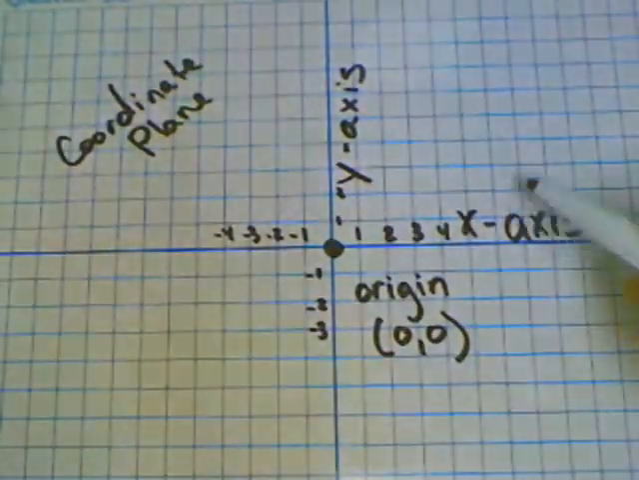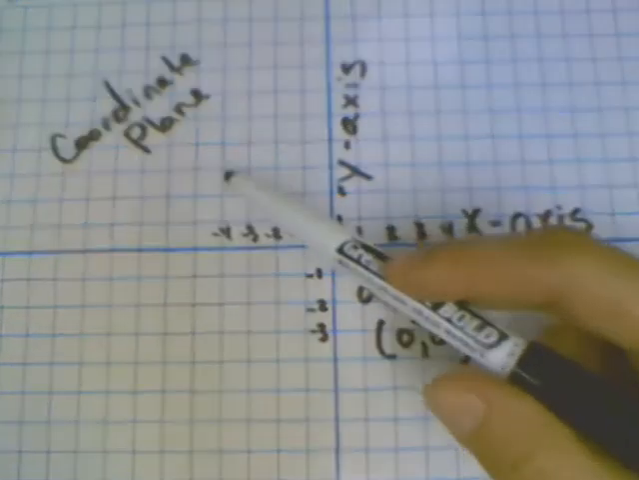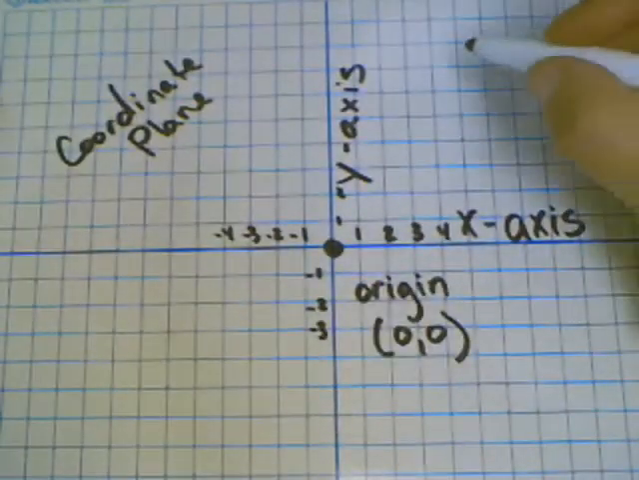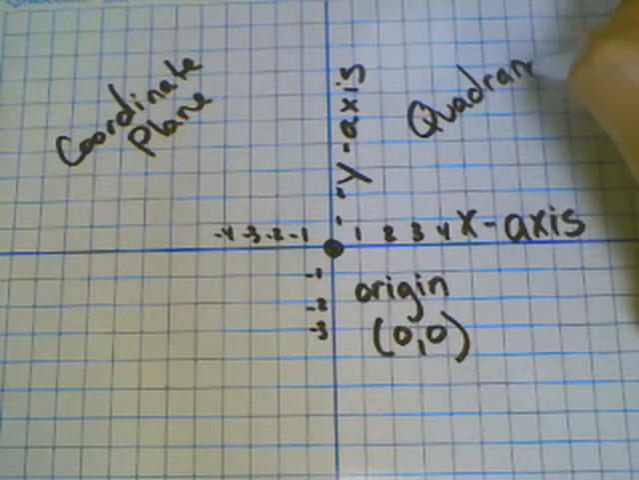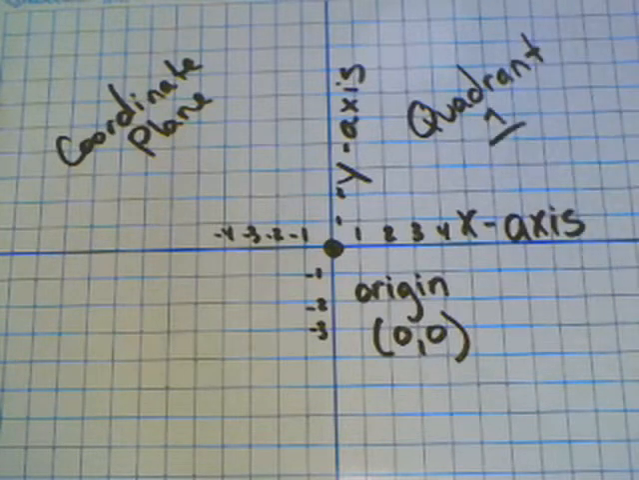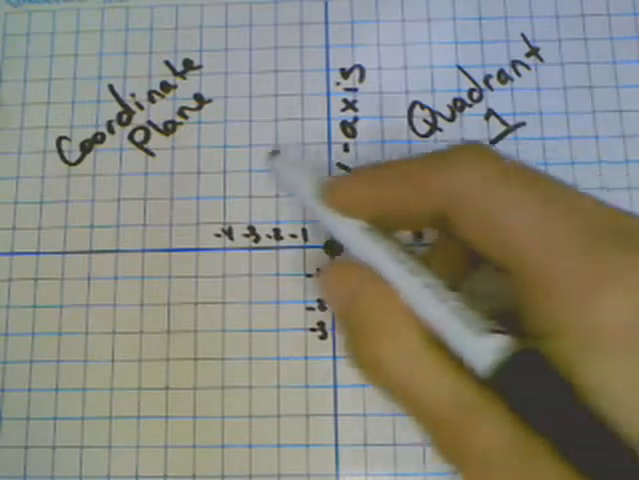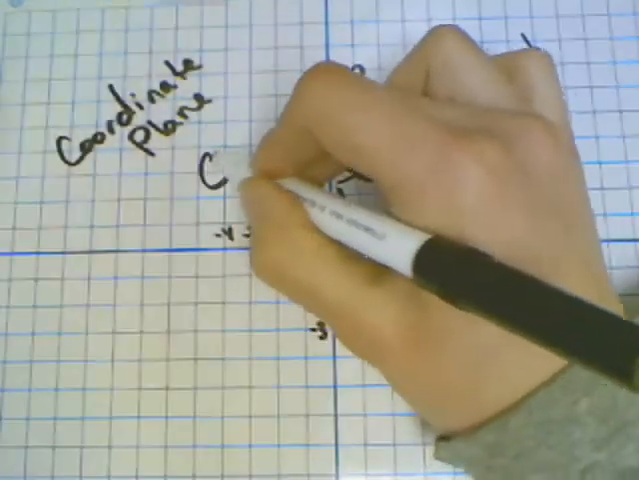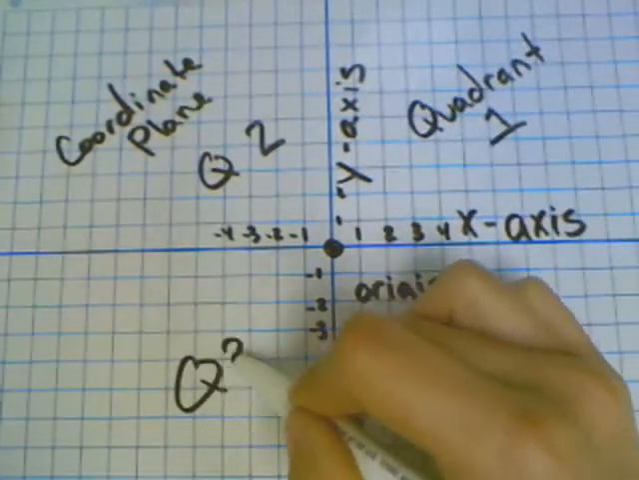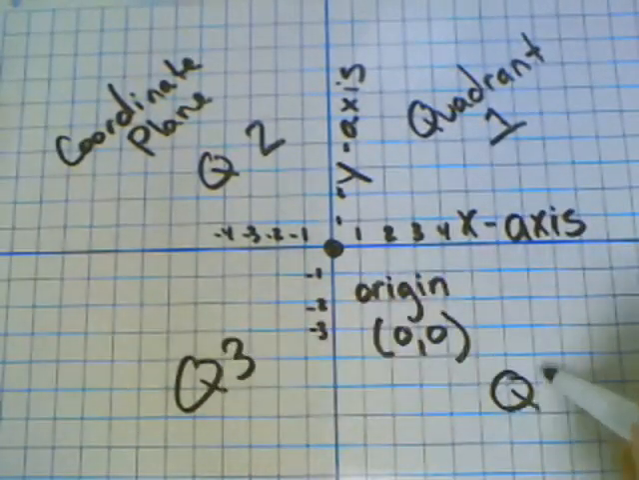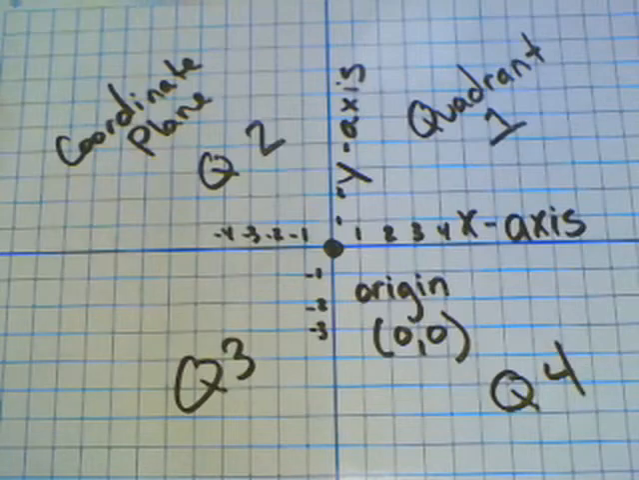By intersecting these two number lines, we also split the coordinate plane into 4 sections. We call these quadrants. So the top right section is all of our positive numbers, and we call this quadrant 1. Then we move to the left, and this is considered quadrant 2. Below that is quadrant 3, and to the right of that is quadrant 4.